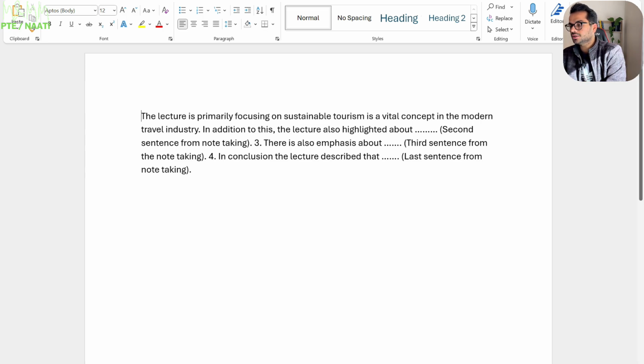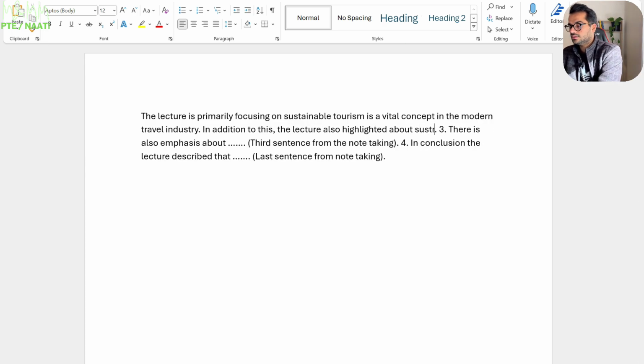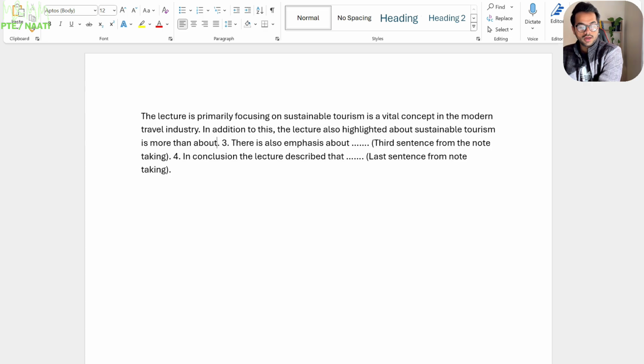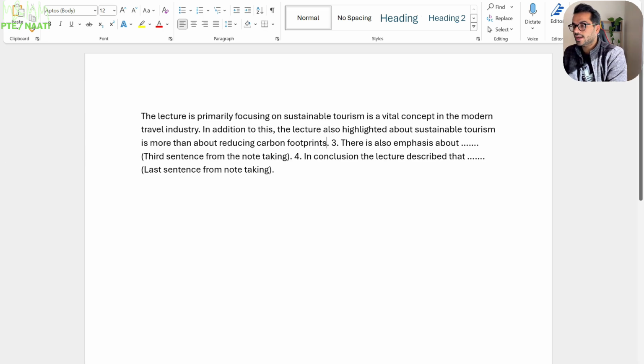Next sentence is, in addition to this, the lecture also highlighted about. So here I'm going to put my second sentence. My second sentence was, sustainable tourism is more than about reducing carbon footprints. So I can say about sustainable tourism is more than about reducing carbon footprints. In addition to this, the lecture also highlighted about sustainable tourism is more than about reducing carbon footprints. So that's my sentence number 2.